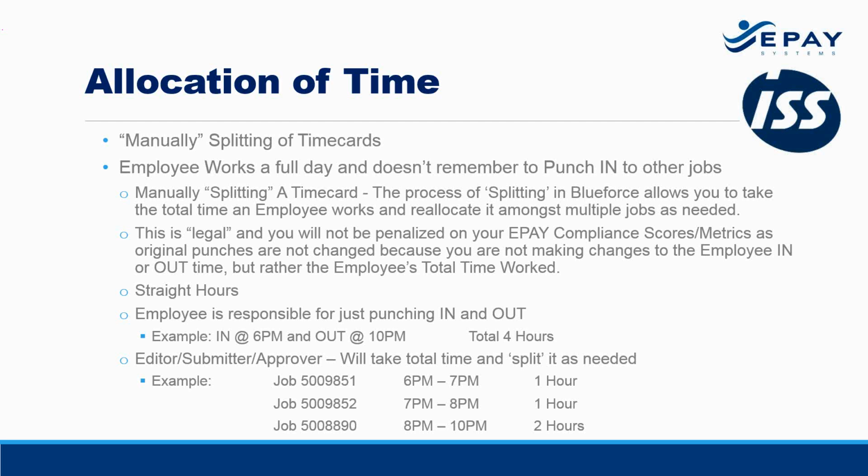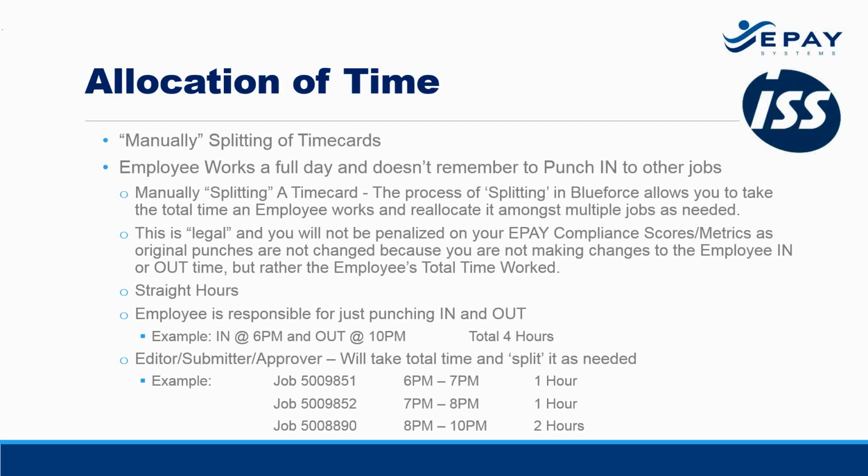So for example, let's say an employee works a full day and doesn't remember to punch into all the 2, 3, 4, 5 different jobs that he or she works. In this case, manually splitting a time card is a process where you go in there, take the total time the employee worked, and reallocate it amongst multiple jobs as needed. So if this employee worked 8 hours, I could say, all right, I want 4 hours to go to job A, 2 hours to go to job B, and the remaining 2 hours to go to job C. You do it all in one step.